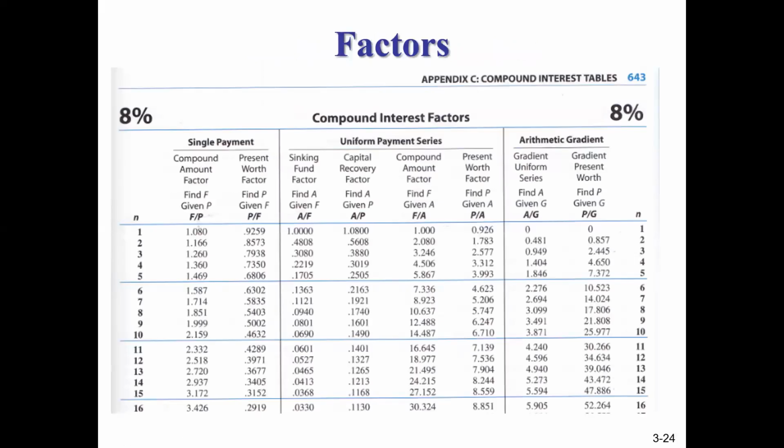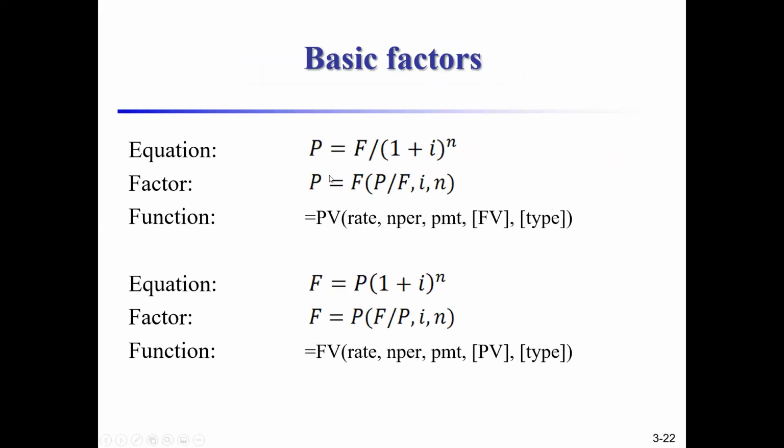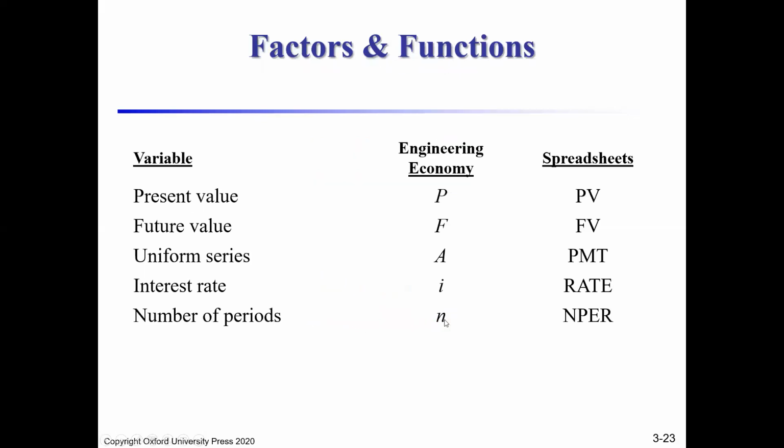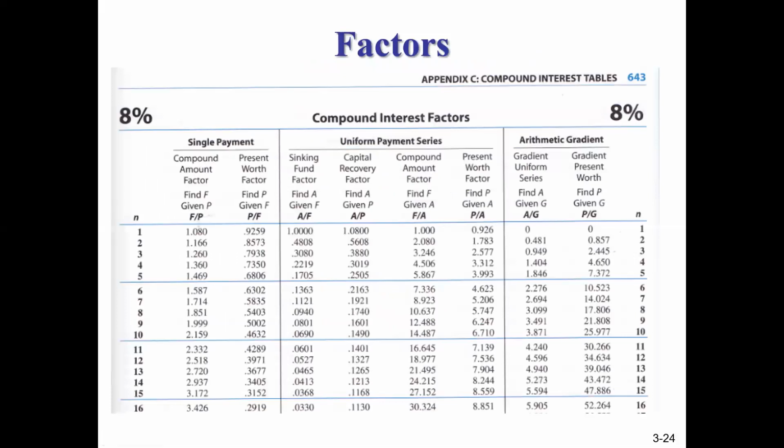So, factors. I'm going to go back a couple of slides. Don't let me get dizzy. This factor, P equals F, P slash F. F equals P times F slash P. Well, these factors are here. This is a scan of page 643 of your text, where you have 8%. It gives you all sorts of compounding factors for any given situation for 8% calculations over n periods.